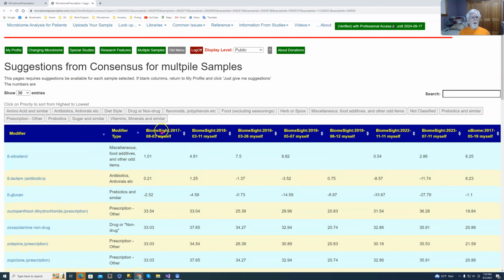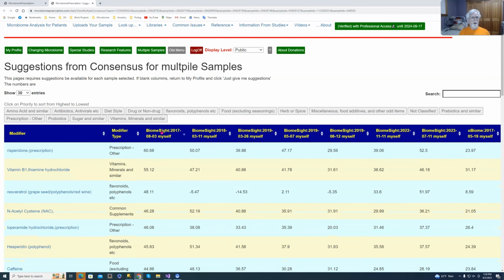And you can go and sort high and low. If it's a blank, it means it wasn't included in suggestions. So what you can do is take a look and see how suggestions changed over time. And sorry about the sequence, it just happens to be how it is.